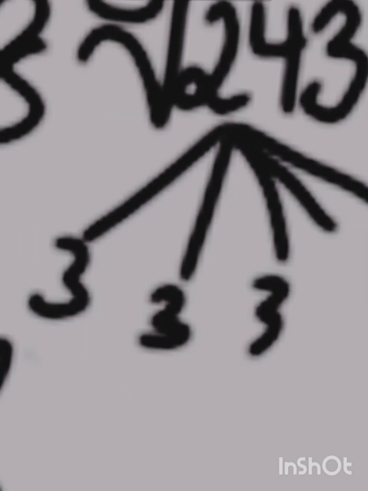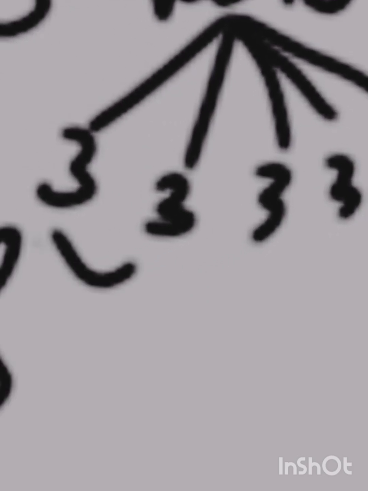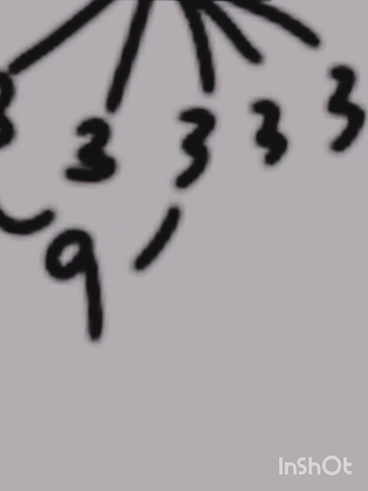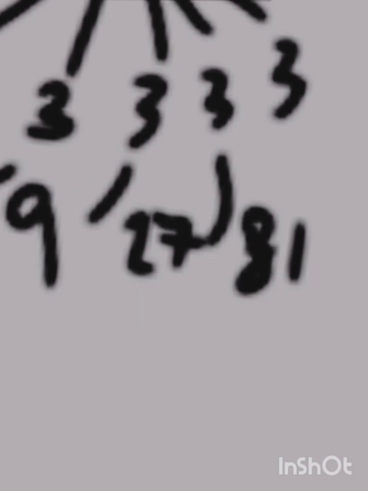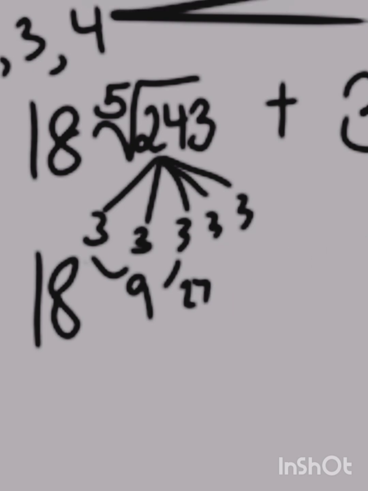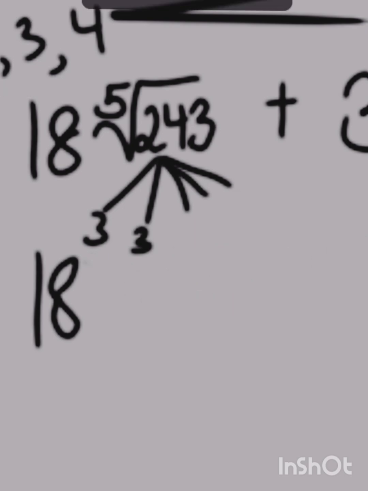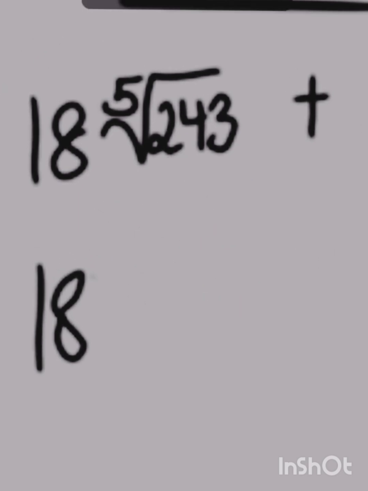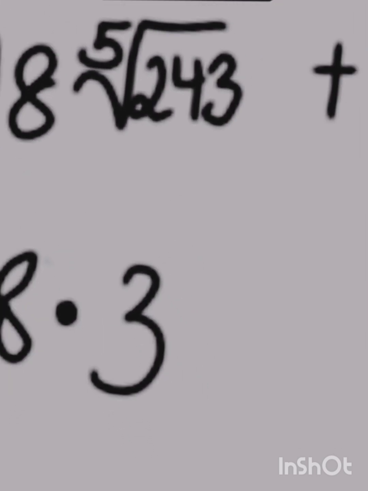3, 3, 3, 3, 3, and we will multiply each. 3 times 3 is 9. 9 times 3 is 27. 27 times 3 is 81. And 81 times 3 gives 243. Right, it is 243. So we found the fifth root of 243, which is 3. So we will simply put a multiplication dot here and then put 3, because we got the fifth root of 243.